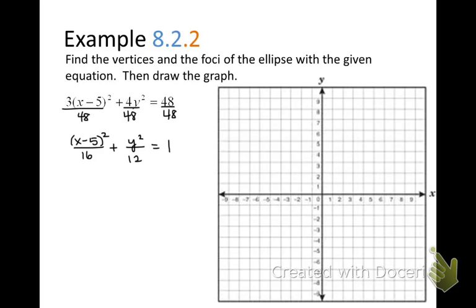Okay. In order for me to find my vertices, my foci, and be able to draw my graph correctly, I need to know my a, b, and my c values, right? What is your a value? 4. Your a value is the square root of the biggest denominator, right? It tells you what a is under, but a is the square root of that. So 4. B, which is 2 root 3. Good. How do I find C?